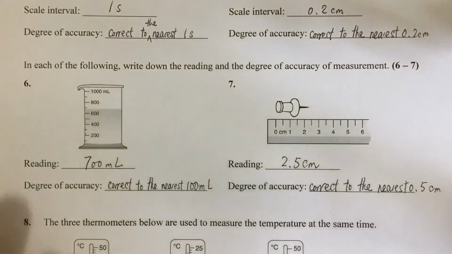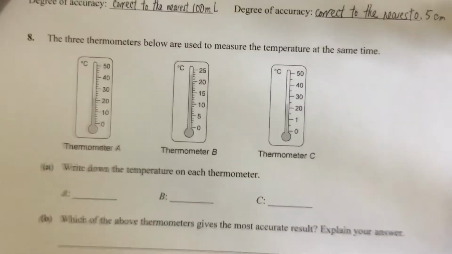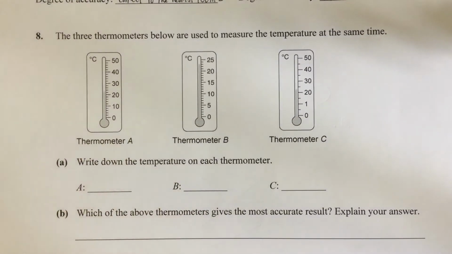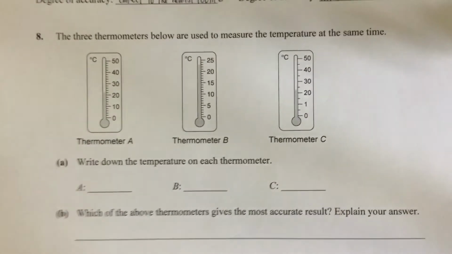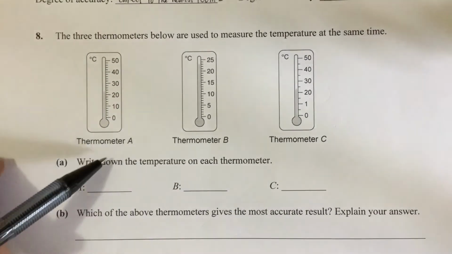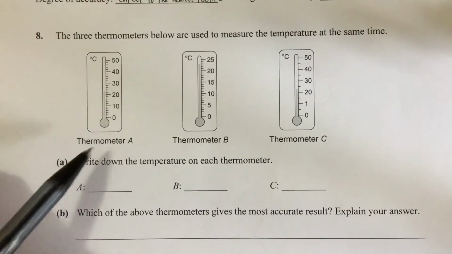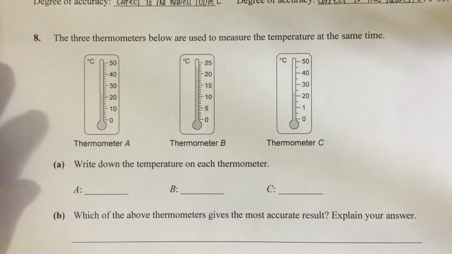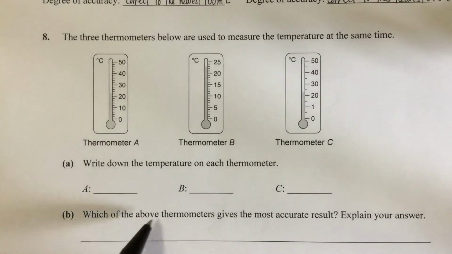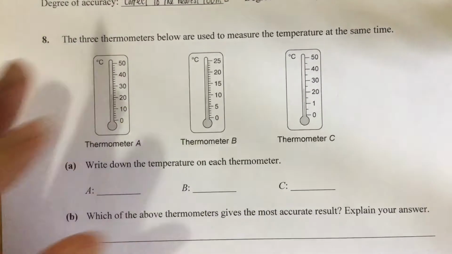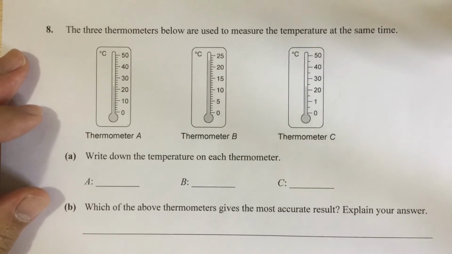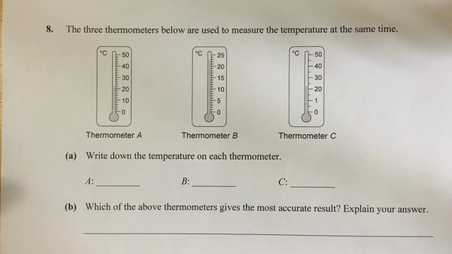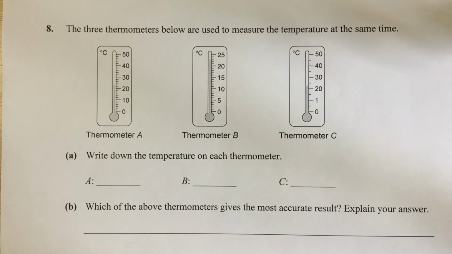Okay, now let's look at the last question. This is question 8. The 3 thermometers below were used to measure the temperature at the same time. For part A, you are going to write down the temperature shown on each thermometer: thermometer A, thermometer B, and thermometer C. Which one of the above thermometers gives the most accurate answer? Explain your answer. You will have 30 seconds to do these questions.